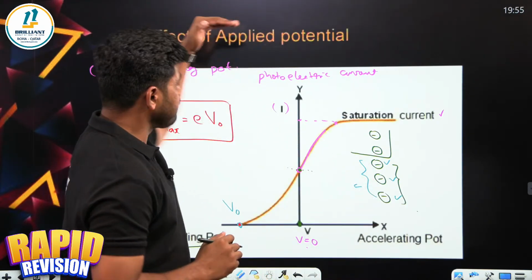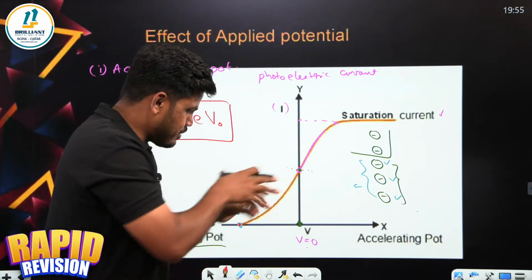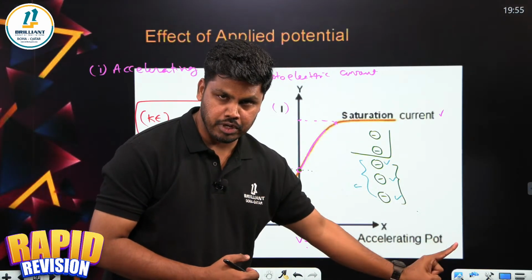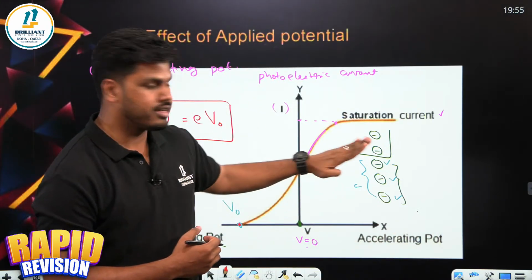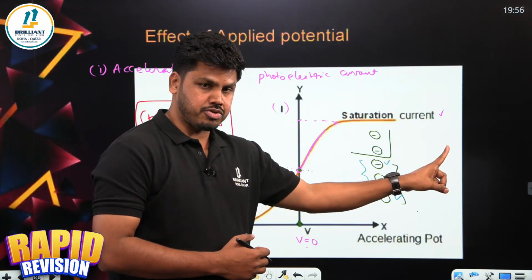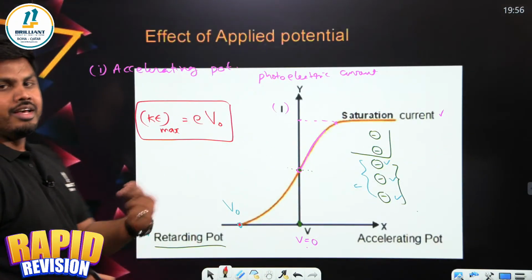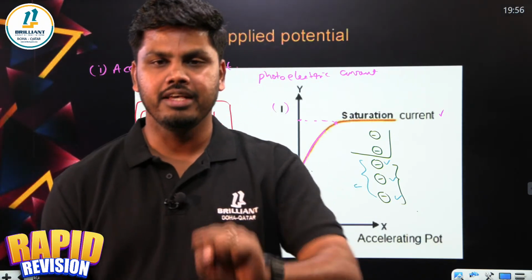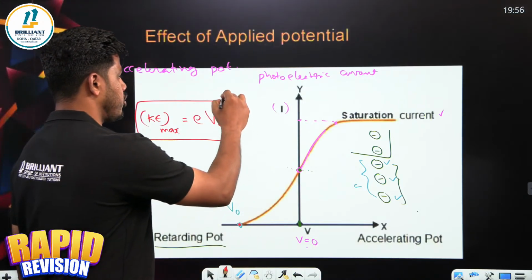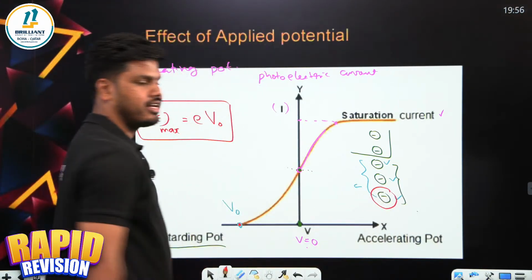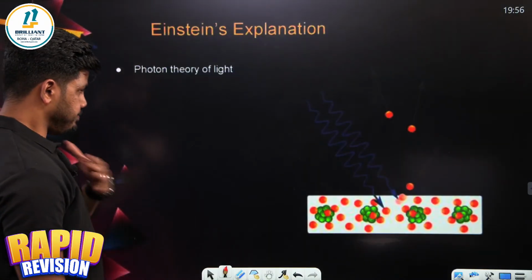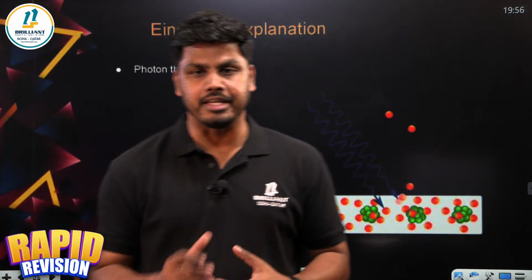So the effect of applied potential we explained in detail because it is related to so many other concepts. Two points: one is accelerating potential. With respect to accelerating potential, current is increasing up to a maximum value which is called saturation current. When you increase the retarding potential, photoelectric current decreases and finally stops. That potential is called stopping potential. Then the kinetic energy of the fastest electron, the highest kinetic energy electron, will be eV0. Okay, fine. Then this is that experimental study.